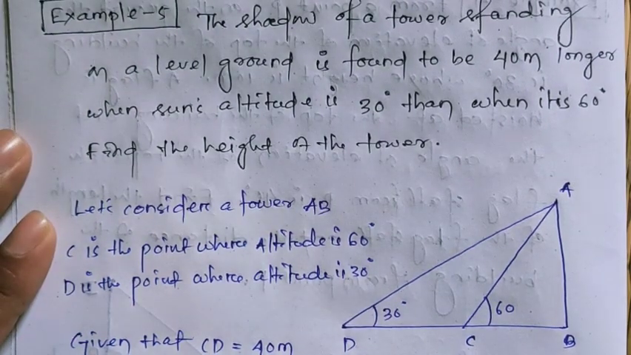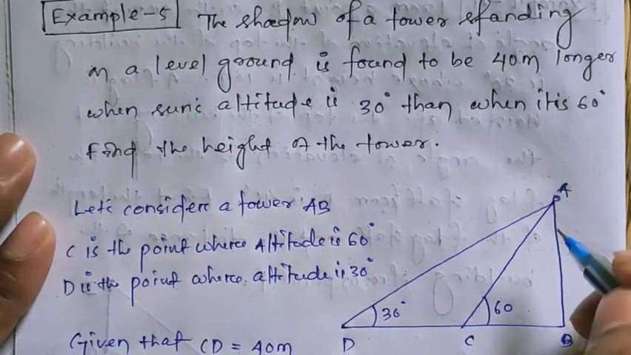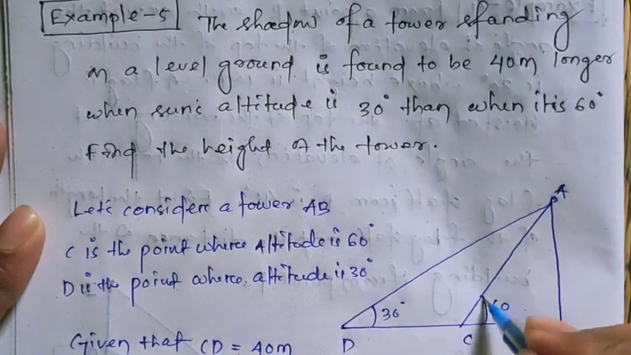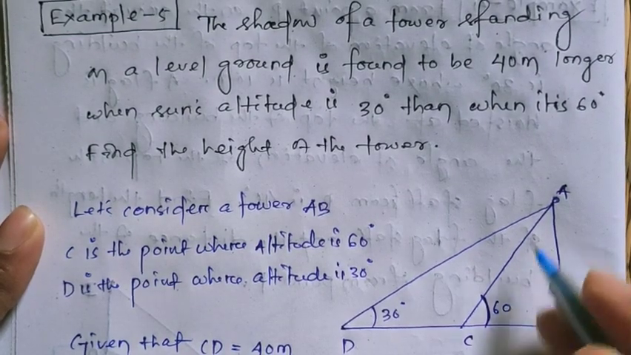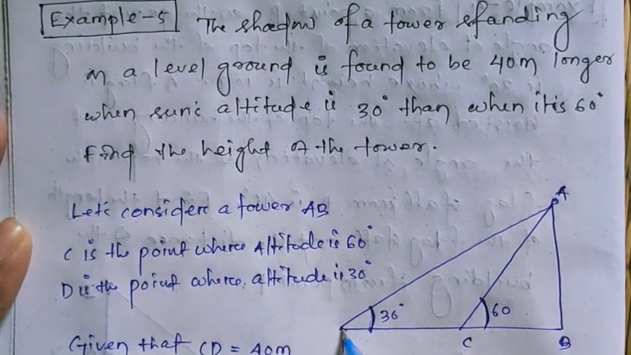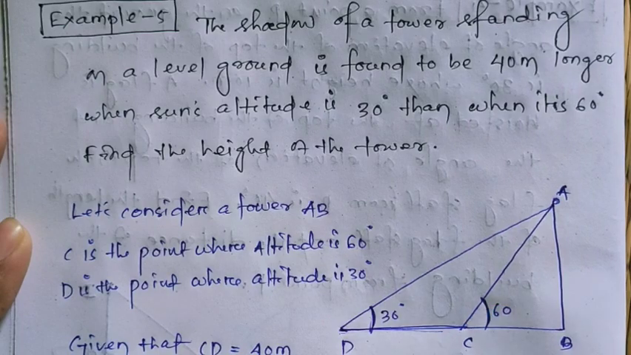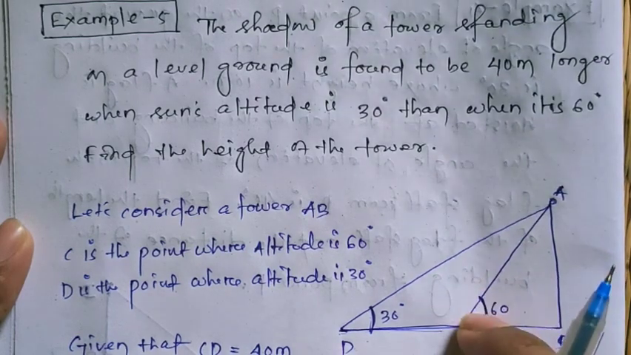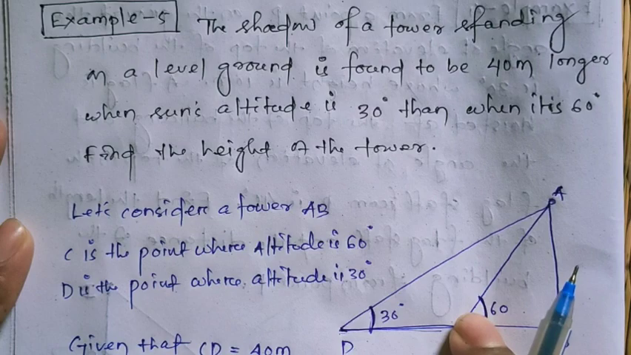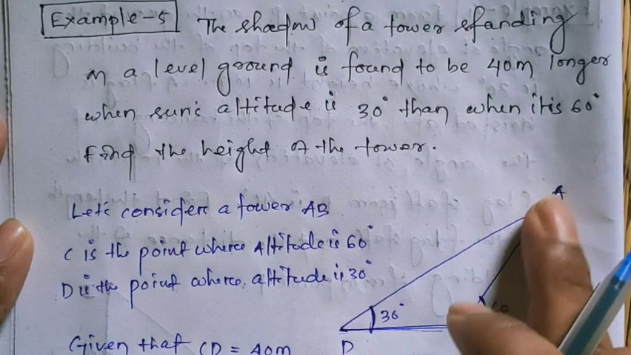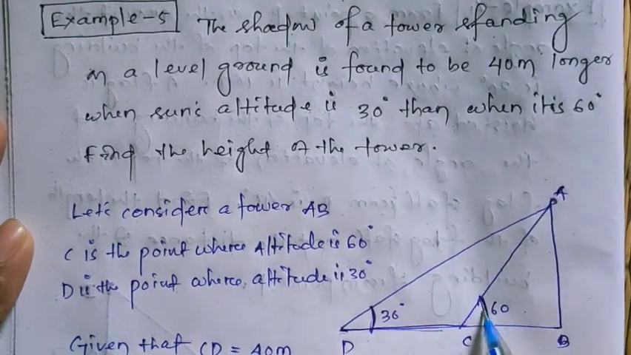So what is given? Let us consider here is the sun. When the sun is at 60 degree altitude and when the sun is at 30 degree altitude, the difference between these distances, that is CD, is equal to 40 meters. Understand? This is the sun, right? So this is the shadow of a tower. This is a tower. When the ray falls on the tower, the shadow is inclined like this, and the angle is 60 degrees.